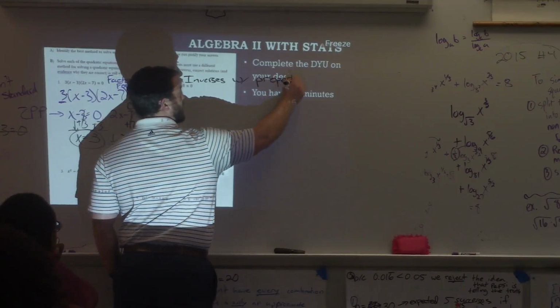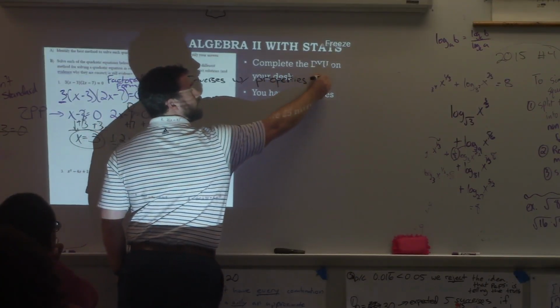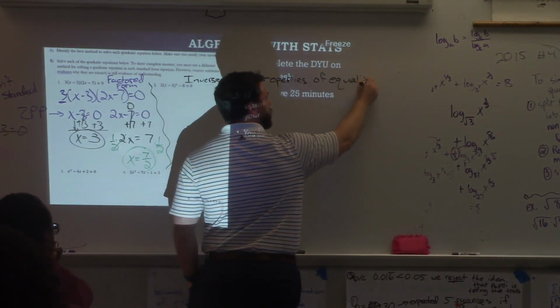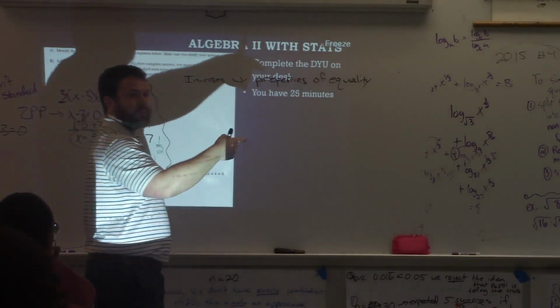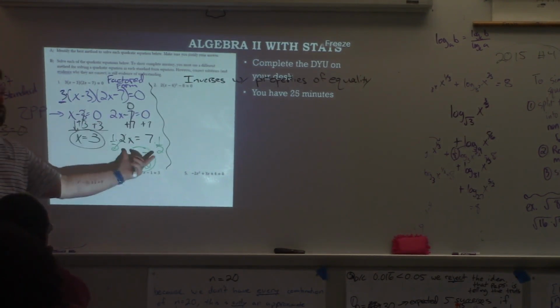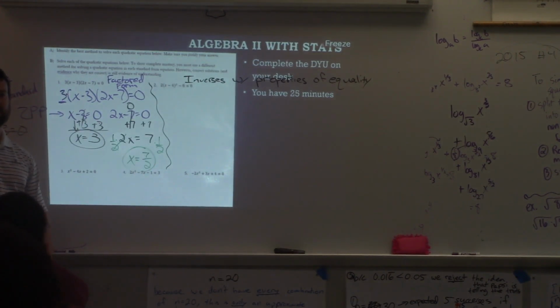Properties of equality. Guys, if you change one side of the equation, you got to change the other by the same amount. We actually used inverses with properties of equality right here as well, once we used our zero products property.